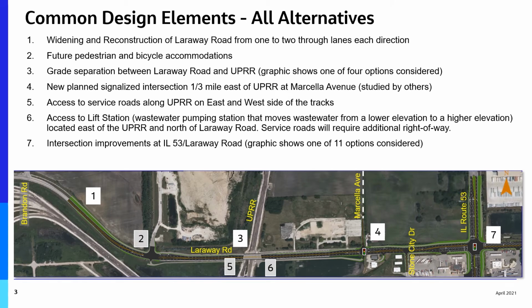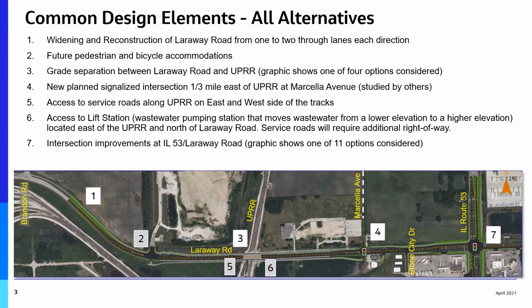To review, several common design elements were included in all of the improvement options for Laraway Road. These are: 1. Widening and reconstruction of Laraway Road from 1 to 2 through lanes in each direction. 2. Providing for future pedestrian and bicycle accommodations on the north side of Laraway Road. 3. A grade separation between Laraway Road and the Union Pacific Railroad crossing. The graphic shows one of 4 options that were considered.